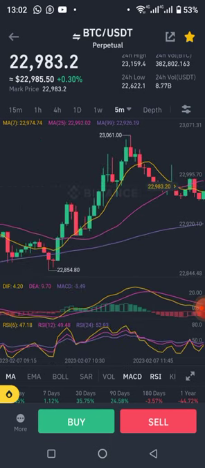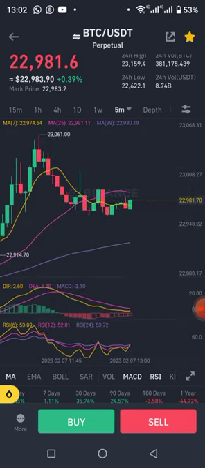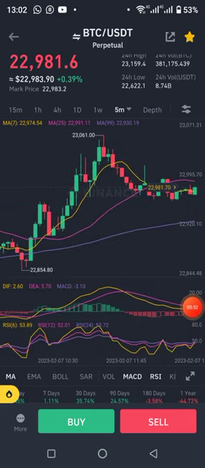And the last one is that if the signal line is under the MACD line, there will be a drop in price. That is a downtrend. If the signal line is under the MACD line, there will be a drop in price. Now let's look at it. This is the signal line, the purple one.